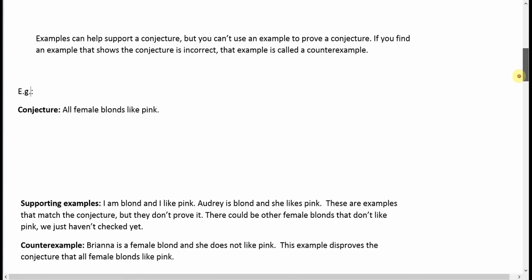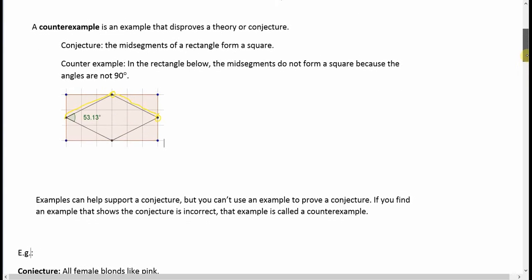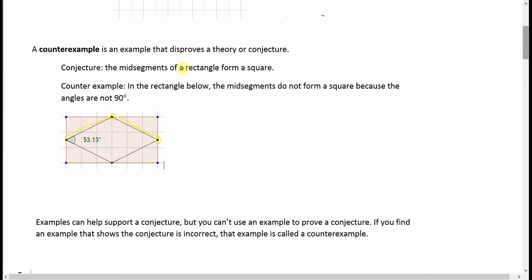So an example could help to support a conjecture. So if I thought that this was true, that midsegments of a rectangle form a square, I could start making some exact drawings on grid paper and try to come up with some examples of rectangles where the midsegments form squares. And if I was able to make drawings where the midsegments were squares, then that would be supporting the conjecture. It wouldn't be a proof. A proof would have to show that it's always true for every rectangle in the whole wide world. Well, I can't draw every single rectangle in the whole wide world. That would take me my whole life and it would keep going because rectangles could be any possible size.